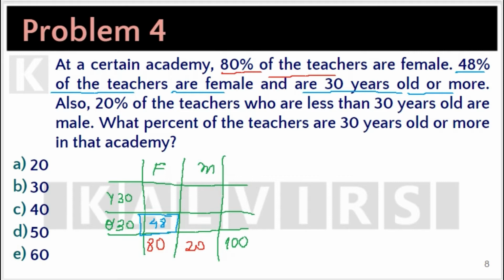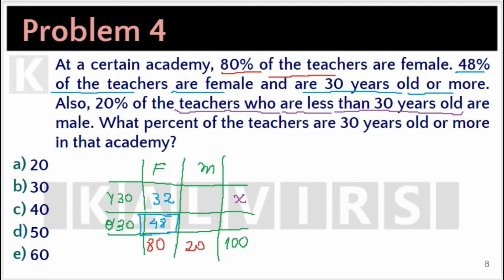Now, 80 minus 48 is 32. 32 teachers are female and younger than 30 years old. Now, 20% of the teachers who are less than 30 years old are male. Let's focus on this part. Teachers who are less than 30 years old.